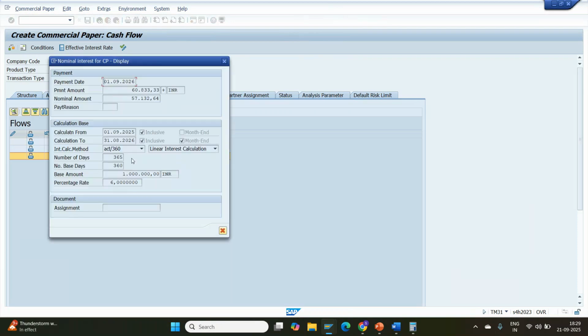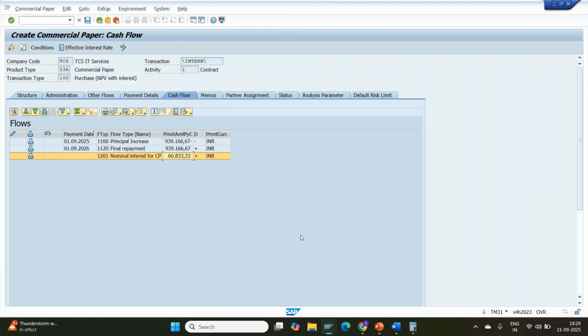Here you can see the interest amount 60,833. Okay, 1 cr at 6 percentage, total interest amount is 60,833. Why? Because the number of days is 365 days, interest rate is 6 percentage, calculation on 10 lakhs. Okay, total interest amount is 60,000. This type of way we will post.